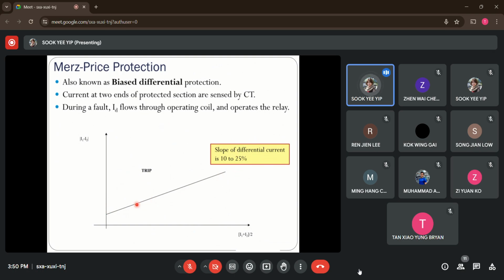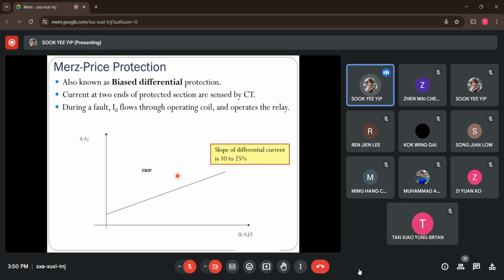So if the resultant differential current measured and flowing through the operating coil falls under this region here, this means that there is a true fault, a stator winding short circuit to ground. So the relay will start to operate. It will trip since this is a true fault.